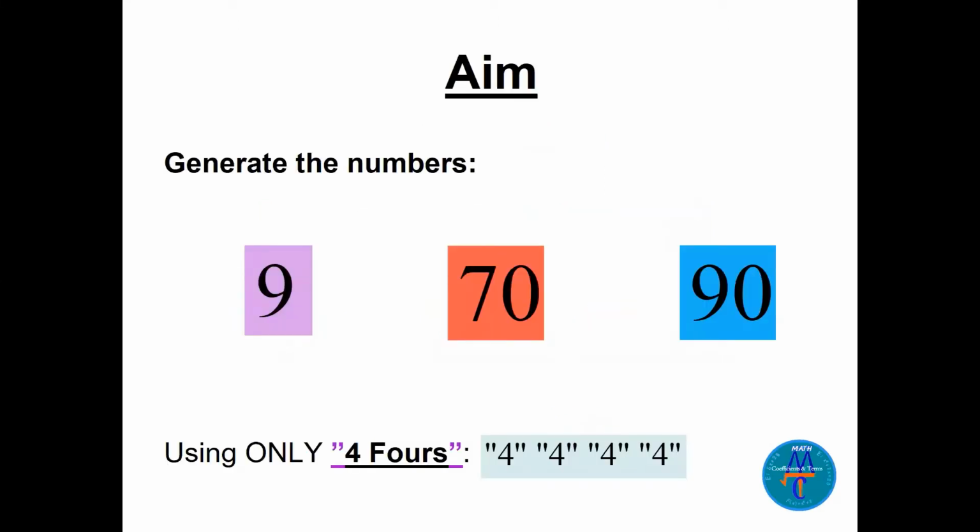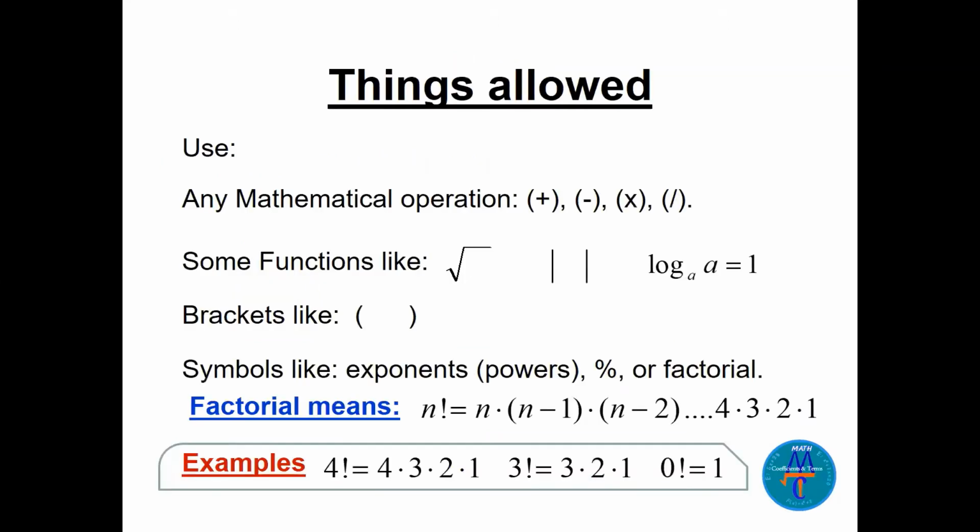Still, we have 3 numbers to generate: 9, 70, and 90, using only 4 fours. Just train your mind at your leisure time. Let's start with the 9.